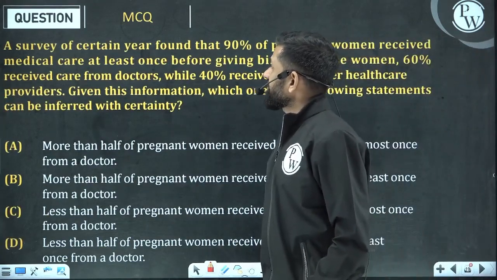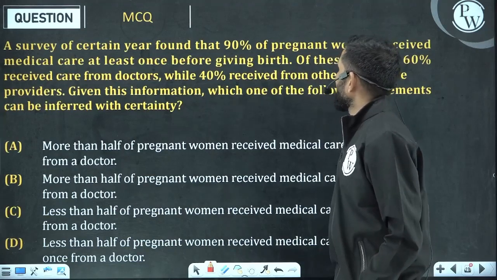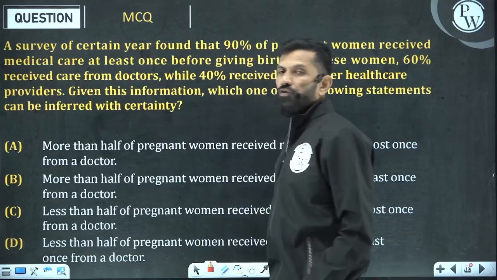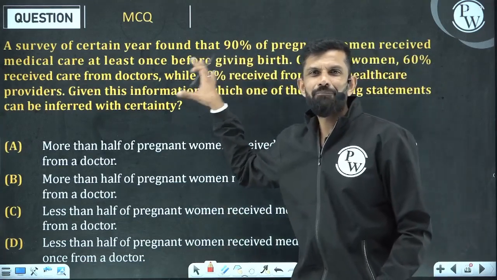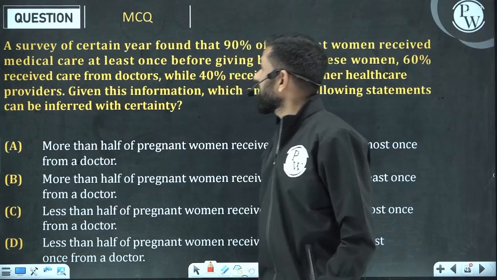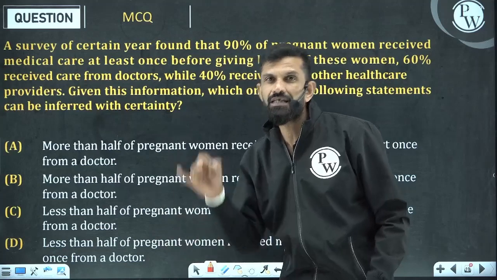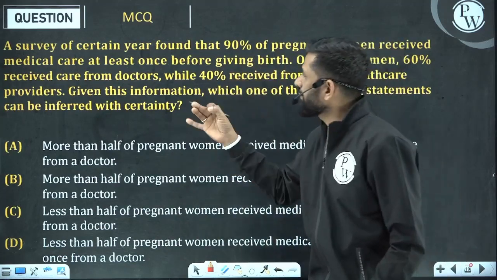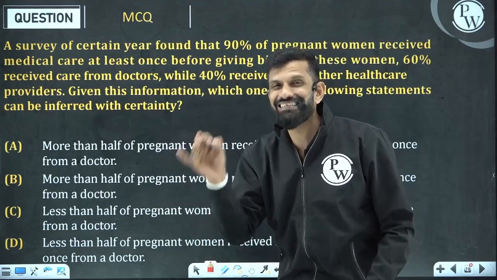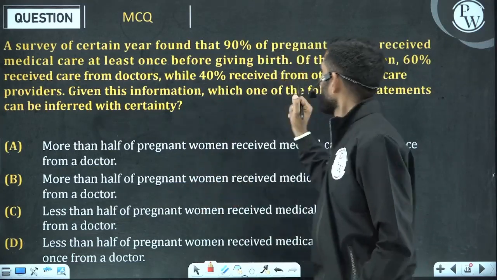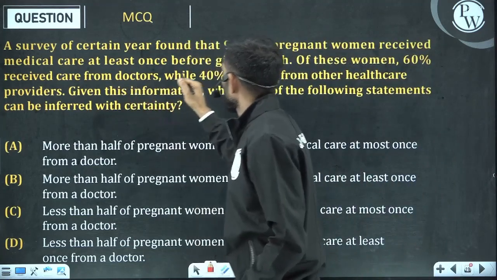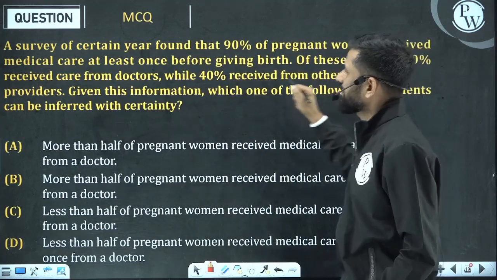Next question. A survey of a certain year found that 90% of the pregnant women received medical care at least once before giving birth. So this is a part of percentage they have given. Means before the delivery, 90% of the women take medical care, at least, minimum. Now, of these women, 60% received care from doctors while 40% received care from other healthcare providers.